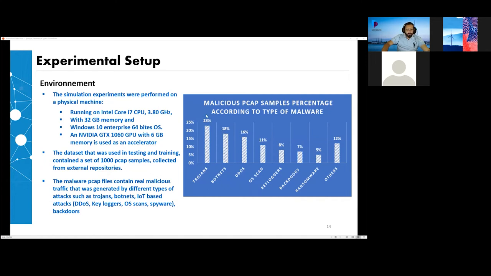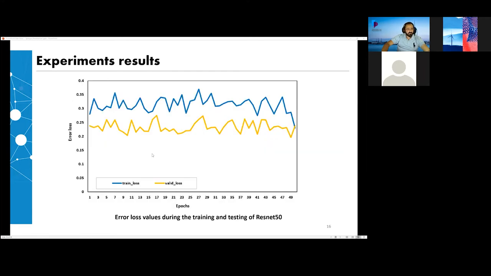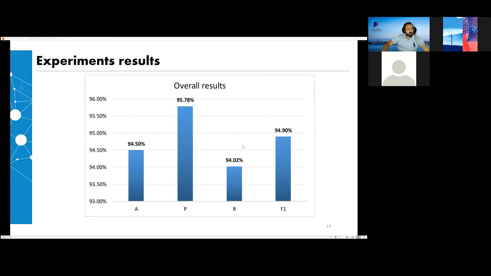So as you can see, this is our Marvel sample. We have 23% Trojans, botnets, we have various things, okay? And all of these things, we merge it with normal traffic, and we calculate the accuracy, the precision, the recall, and F1 score, and these were the results. So we had some, of course, errors, loss, etc., and training loss, but generally, the results were really high.